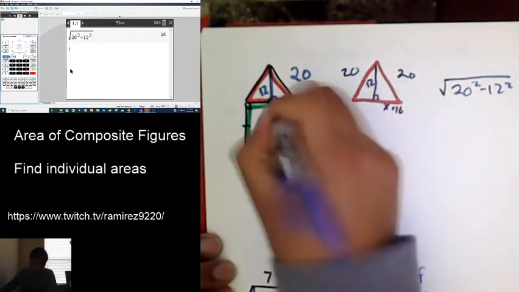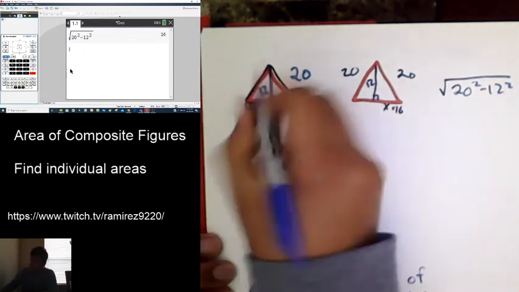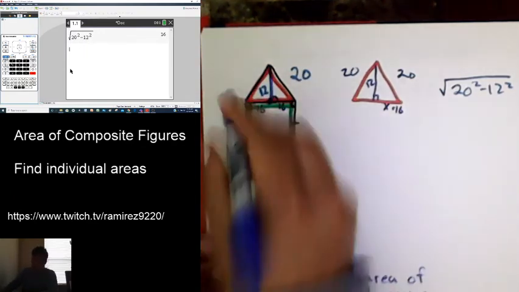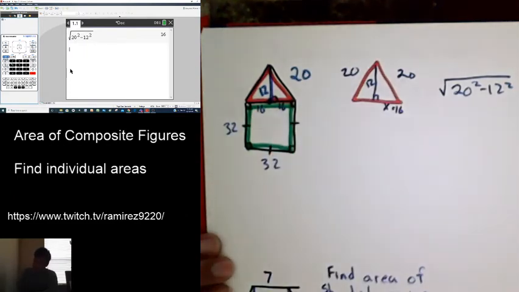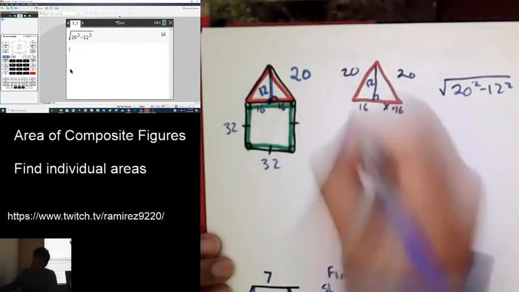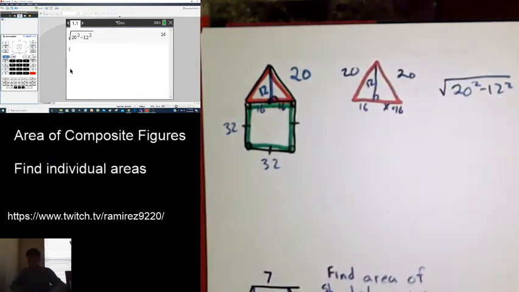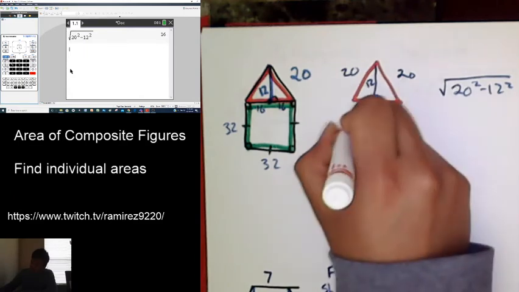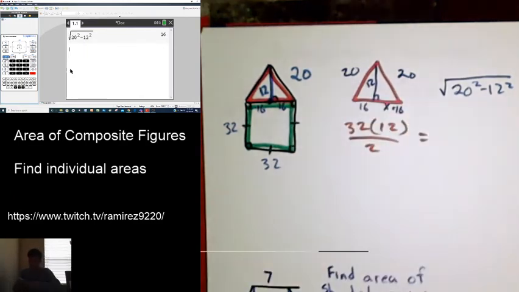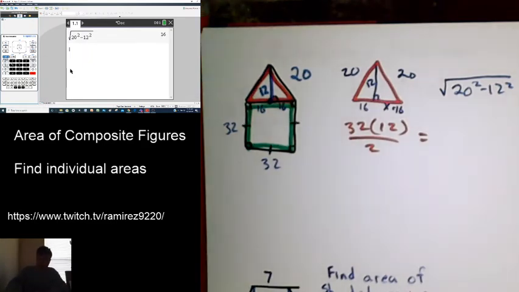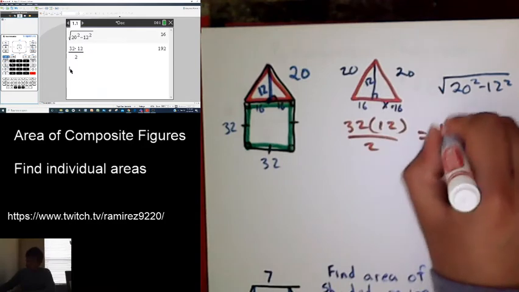So this is 16, and obviously this is also 16, which makes a whole side of the green figure 32. To find the area of the triangle, base times height divided by 2, because it's a triangle. So it's going to be 32 times 12 over 2. So the area of the triangle, 32 times 12 divided by 2, is 192.